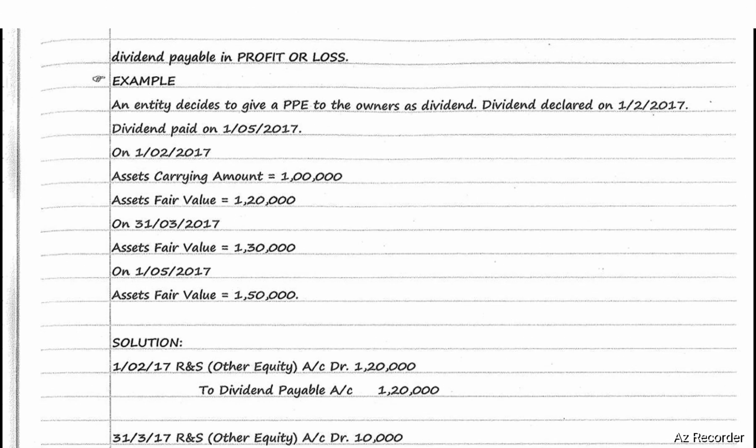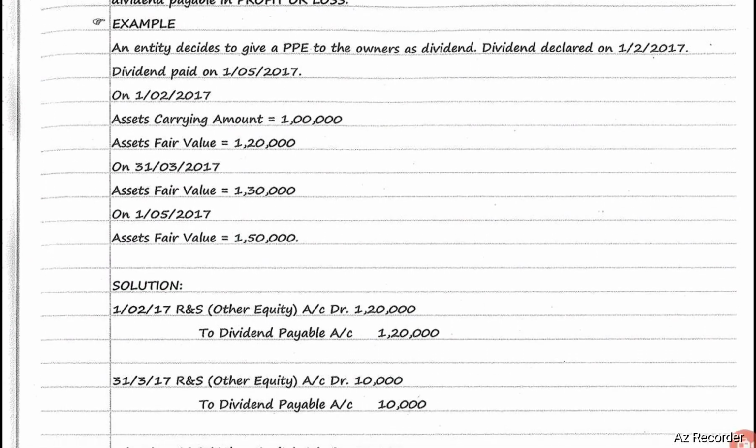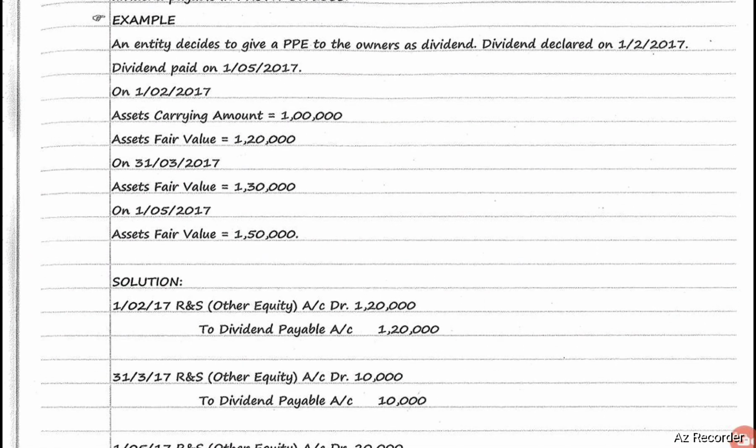For example, an entity decides to give a property, plant, and equipment to the owners as dividend. Dividend declared on 1st February 2017, dividend paid on 1st May 2017. On 1st February 2017, assets carrying amount is 1 lakh. Assets fair value is 1 lakh 20,000. On 31st March 2017, assets fair value is 1 lakh 30,000. It has increased by 10,000. Next, on 1st May 2017, assets fair value is 1 lakh 50,000. Fair value increased by 20,000.